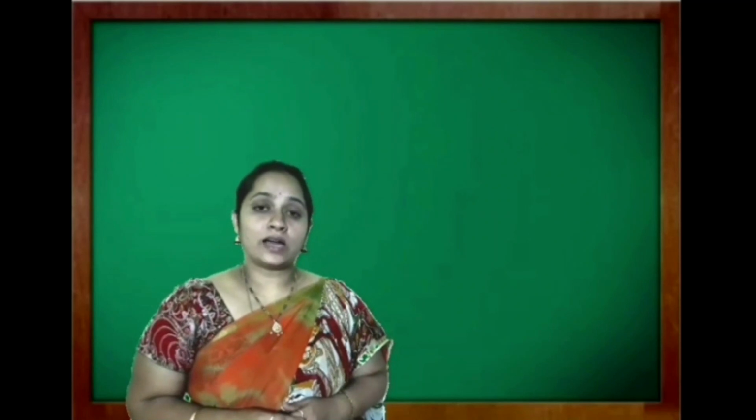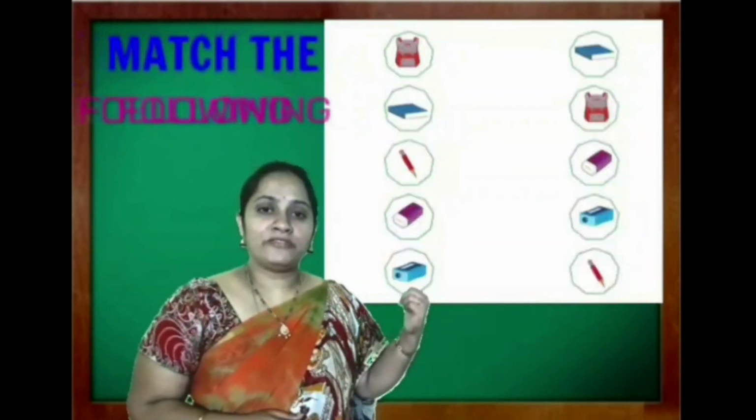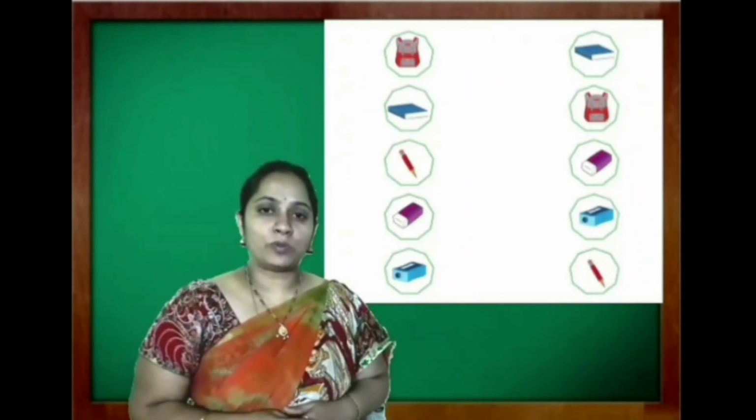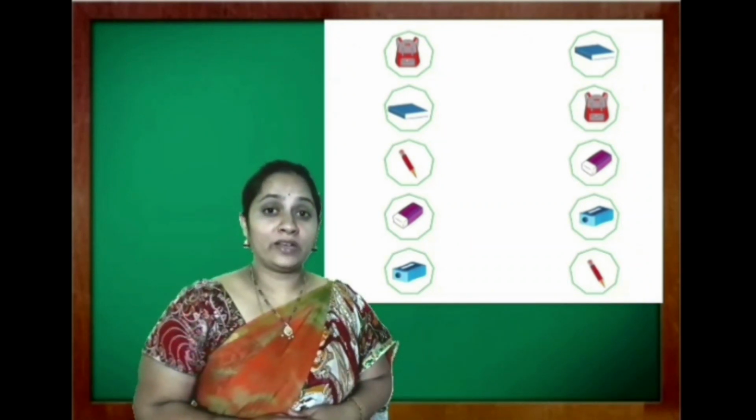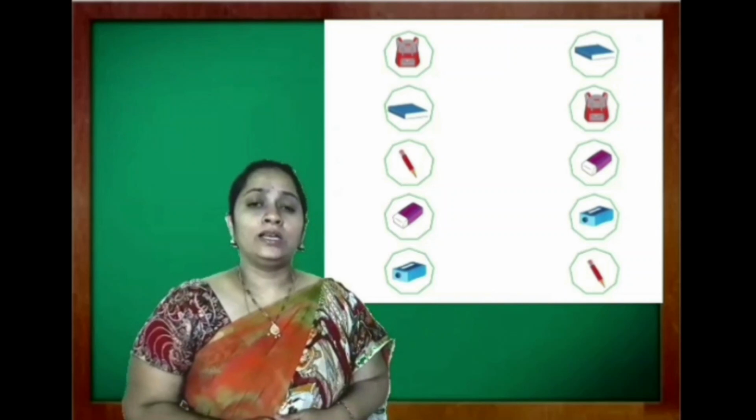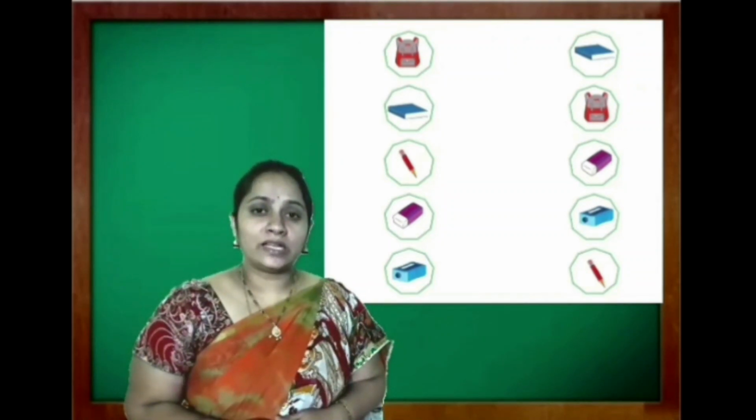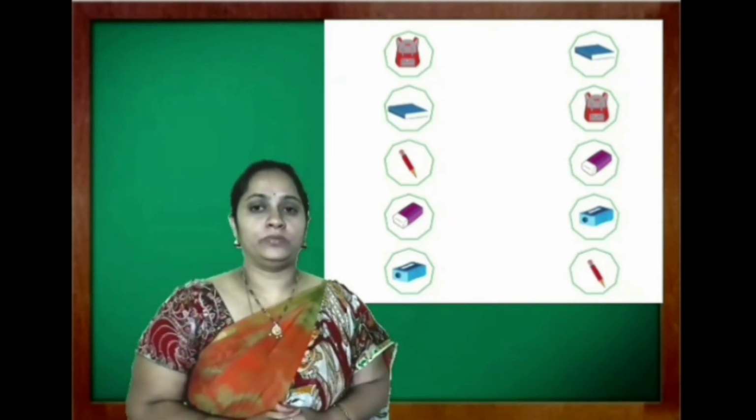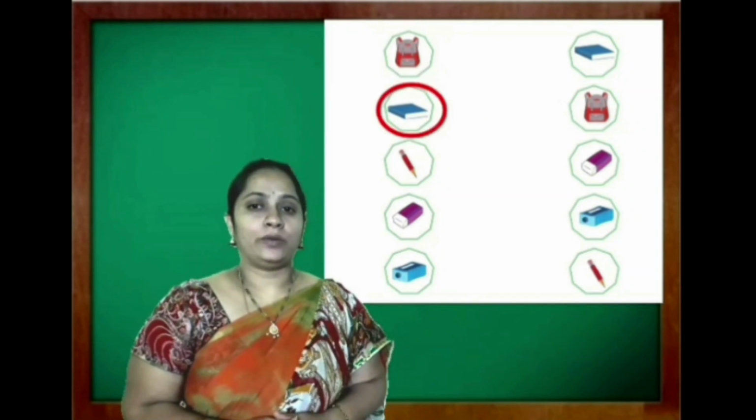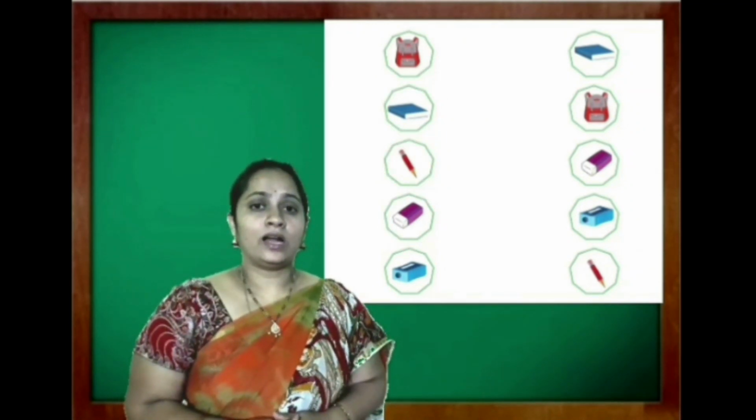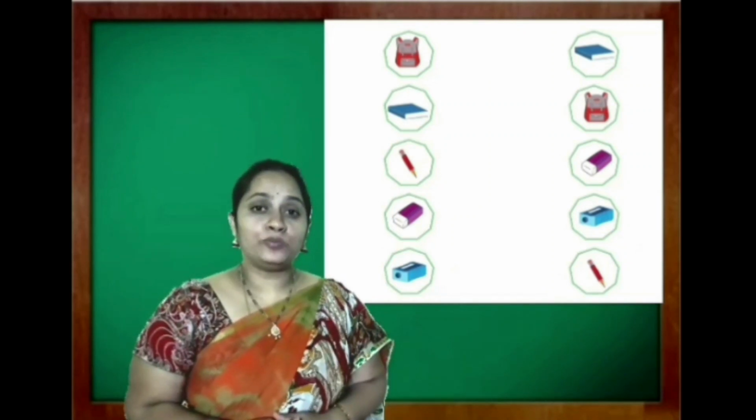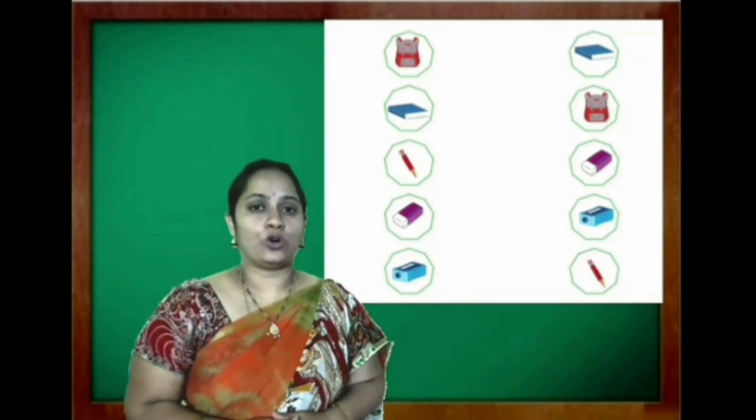Children, let us start with recap. Match the following. Here we have some objects given in two columns. Let us see which objects are given in first column. A bag, a book, a pencil, an eraser and a sharpener. These objects are given in first column.